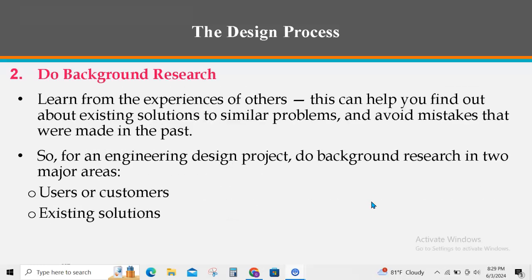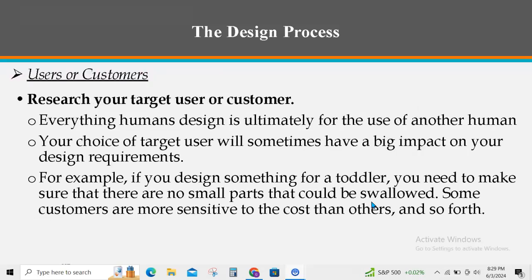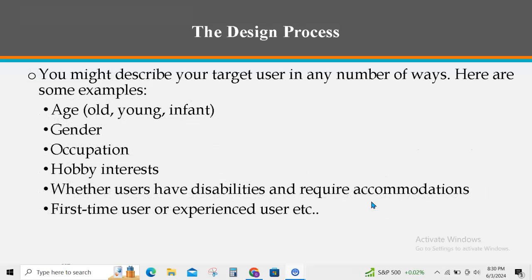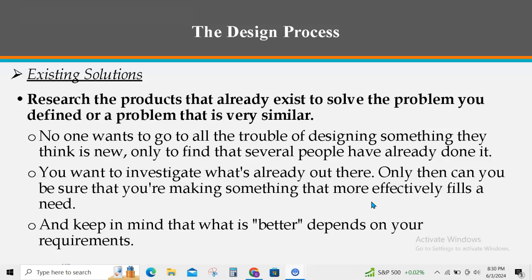Next is when you do background research. This can be done by learning from the experience of others or by yourself to find your past mistakes, or you can find out about the existing solutions to similar problems. You can research based either on your user or the customers. You can even research the products that already exist and try to solve the problem defined. Or you can even try those solutions to problems that are very similar to this.